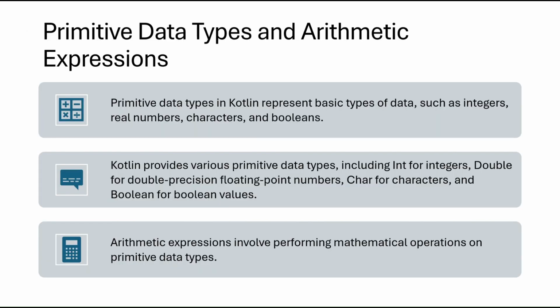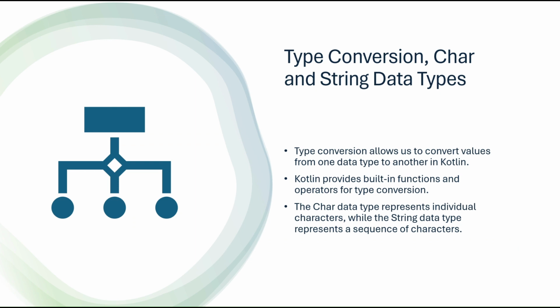Now let's talk about the primitive data types and arithmetic expressions. The primitive data types in Kotlin represent basic types of data such as integers, real numbers, characters, and booleans. Kotlin provides various primitive data types including Int for integers, Double for double precision floating point numbers, Char for characters, and Boolean for boolean values. Arithmetic expressions involve performing mathematical operations on primitive data types.